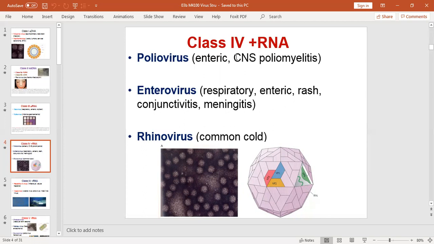Enteric and CNS poliomyelitis. Enterovirus causes respiratory infections, enteric infections, skin rashes, conjunctivitis, which is infection and inflammation of conjunctiva of the eye, as well as meningitis, inflammation and infection of the meninges or membranes that surround the central nervous system. Another virus in this group is called rhinovirus, which causes common cold.